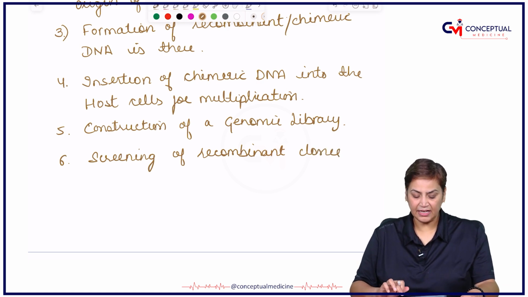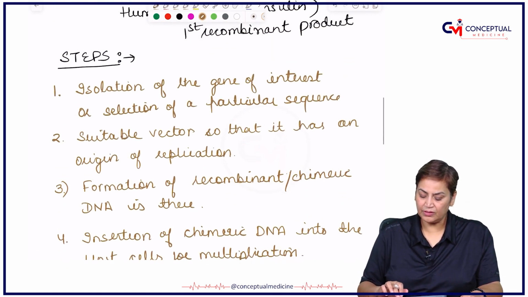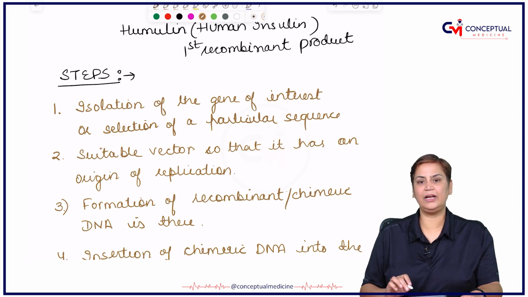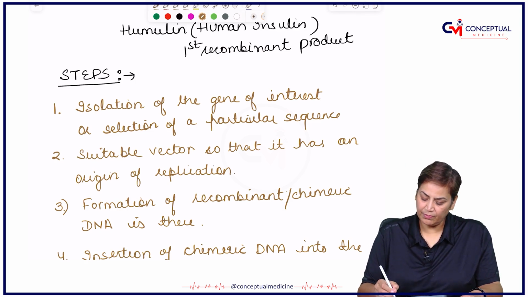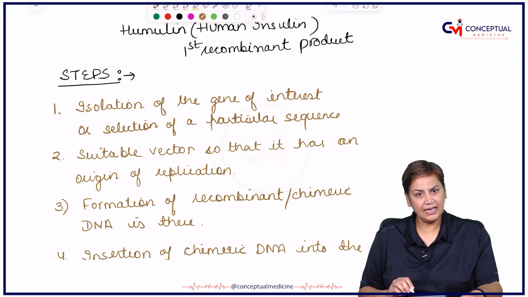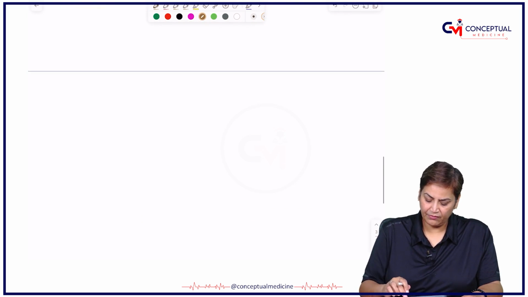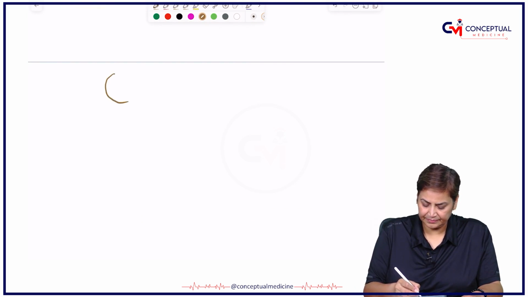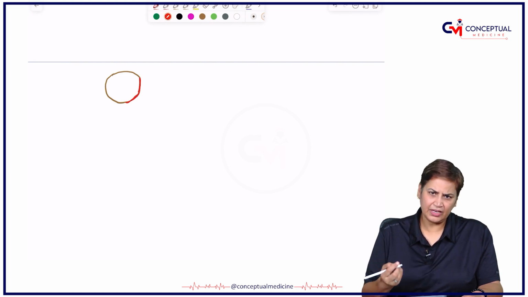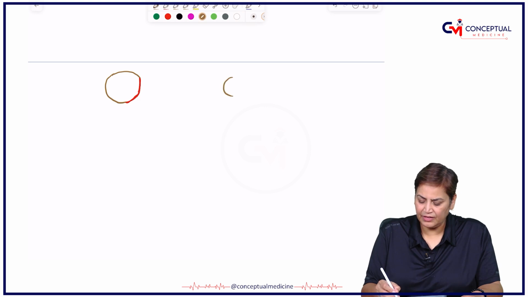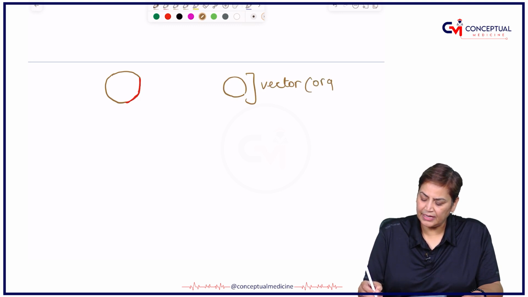Now, these are the steps of RDT. First, we have to isolate the gene of interest or select a particular sequence. Second, we need to have a suitable vector so that it has an origin of replication. Right? Say for example, suppose this is DNA and this is the sequence which we require, right? And here we take the vector, which has an origin of replication.